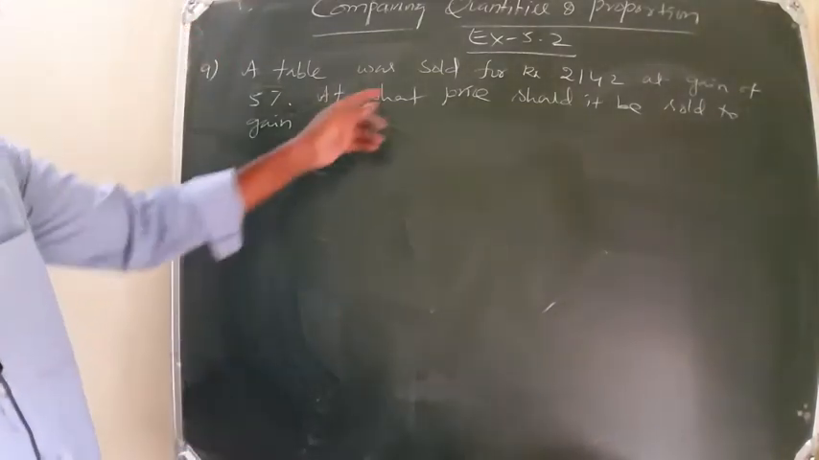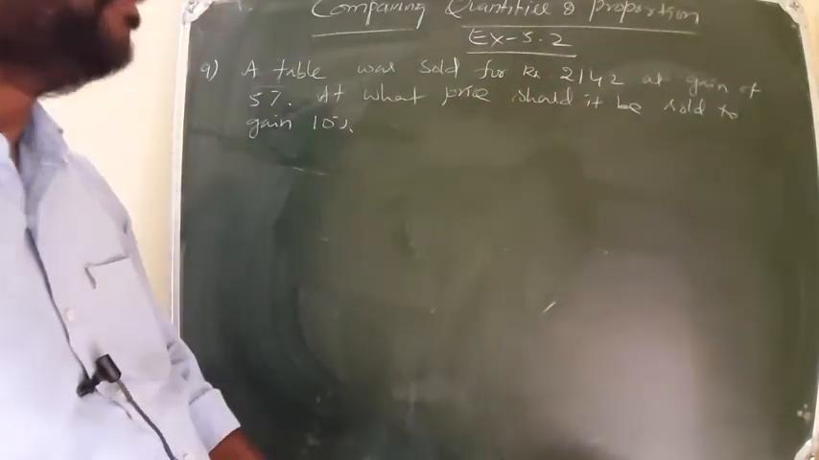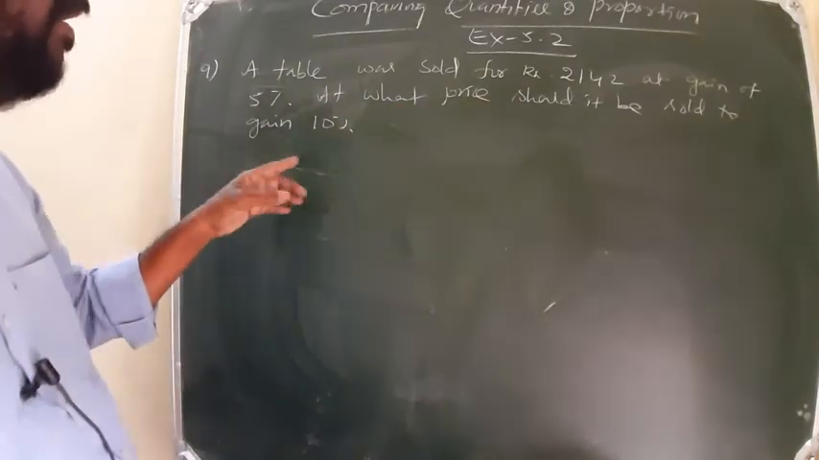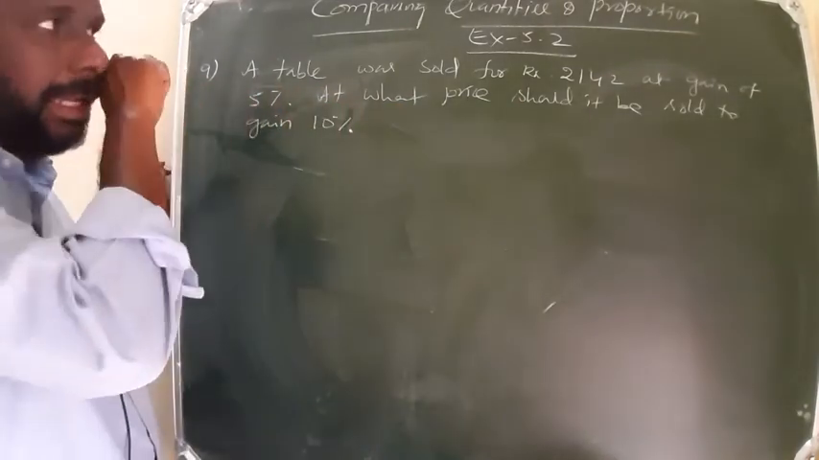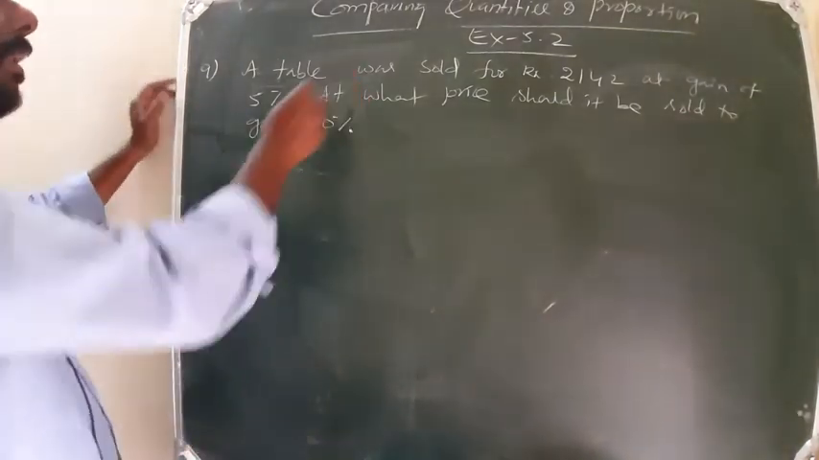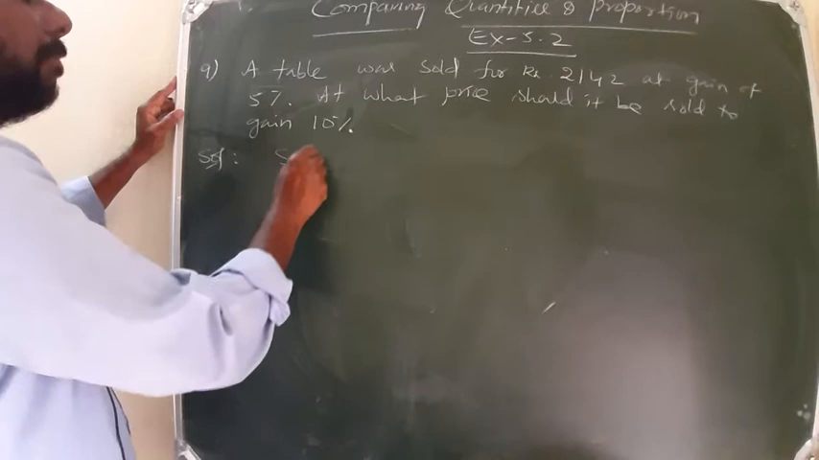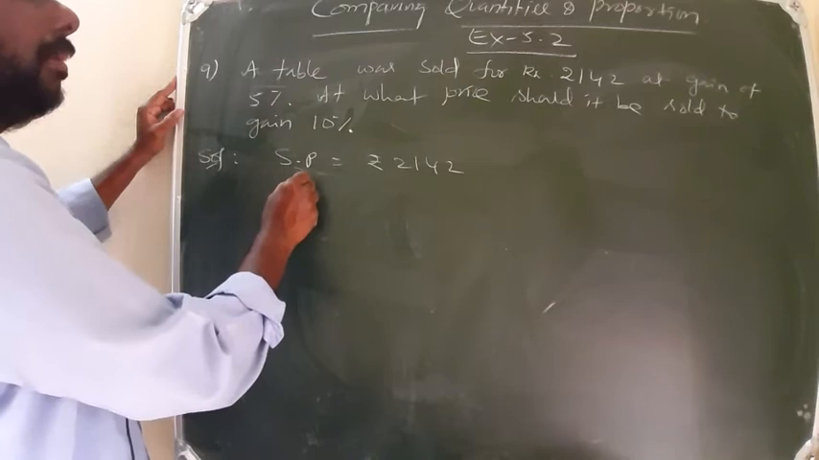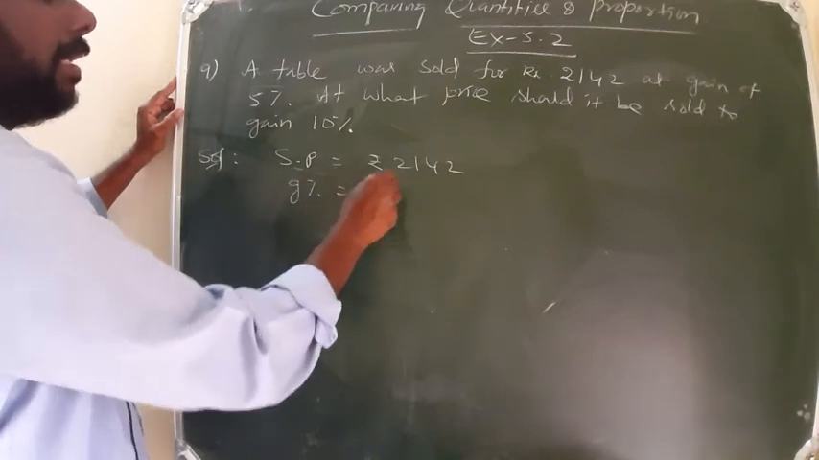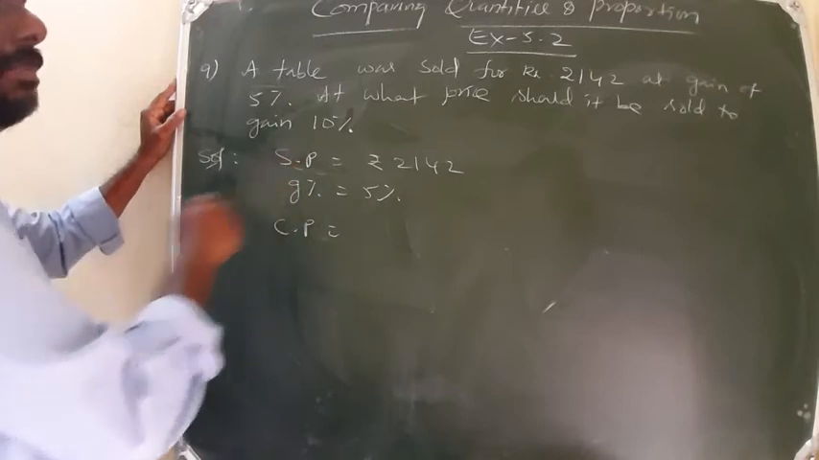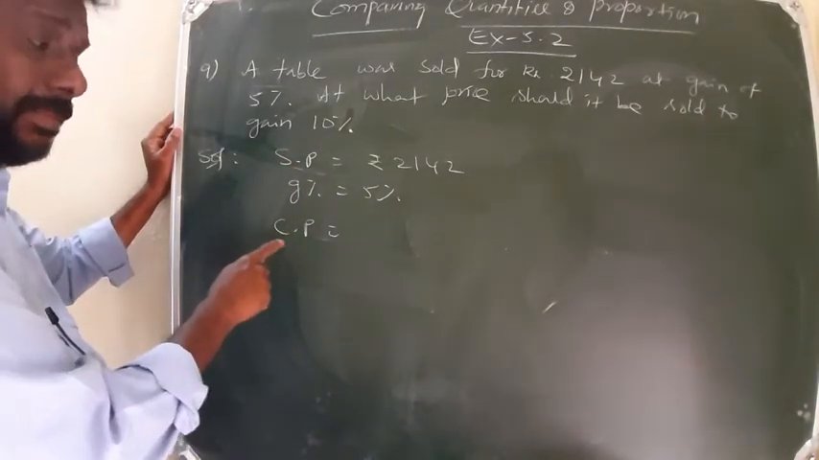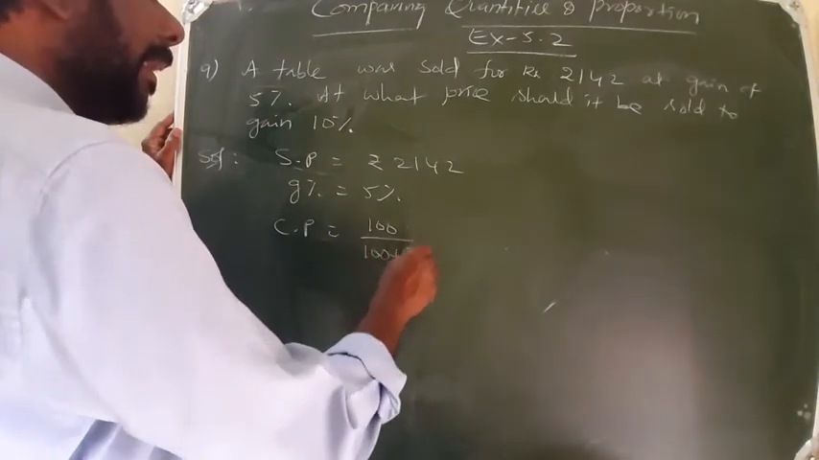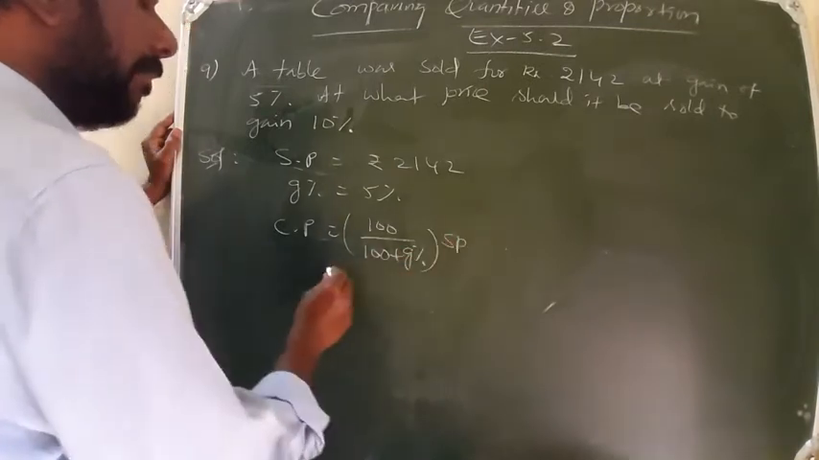So a table was sold for rupees 2142 at a gain of 5%. At what price should it be sold to gain 10%? If you want to get 10% gain, we have to sell for how much? Here SP is given, the selling price 2142, and the gain percent is given, 5%. You have to find CP. When SP and gain percent are given, what is the formula for CP? 100 by 100 plus gain percent into SP.